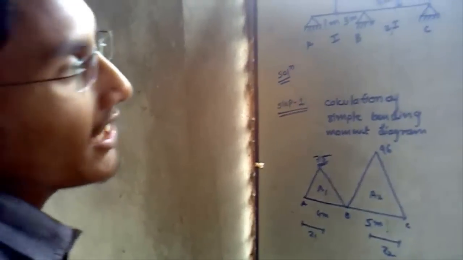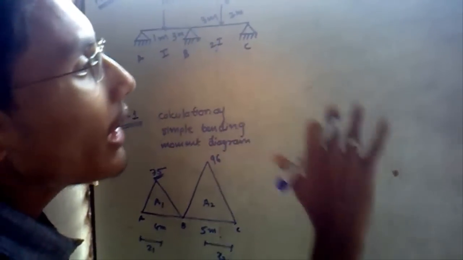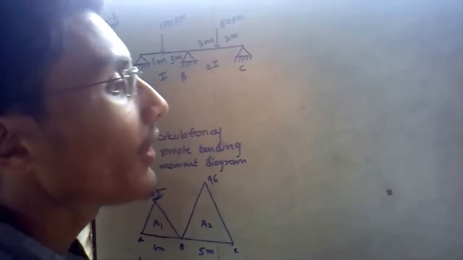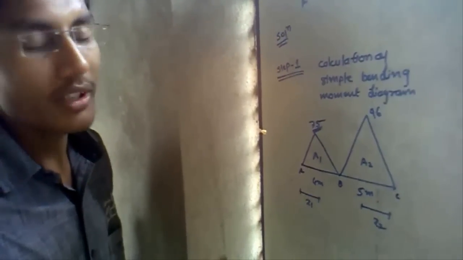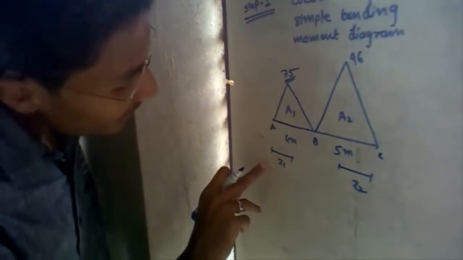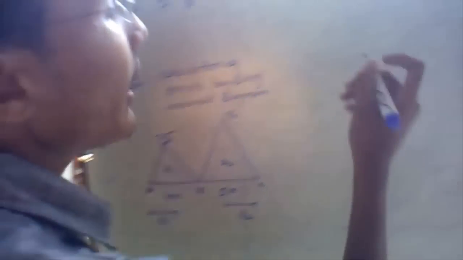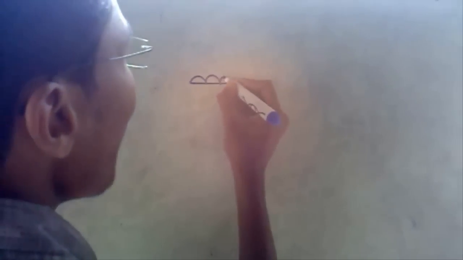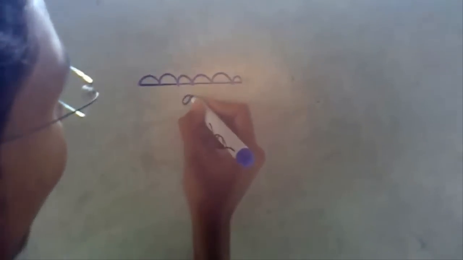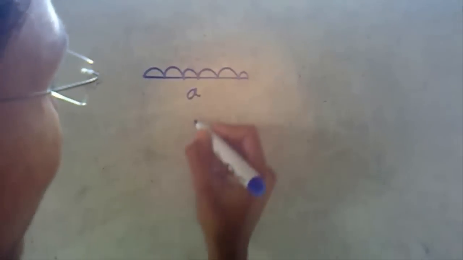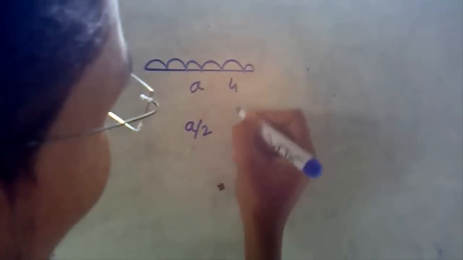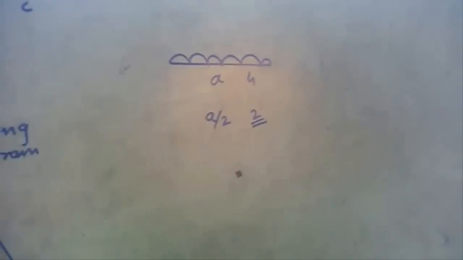Now here we have to calculate x1 and x2. It is a very important thing, how to calculate x1. Sometimes students take x1 and x2 as different characters, and sometimes x1 is taken from this side and x2 from this side. It is the wrong procedure. The x is only half of the length. Suppose here the length is a, so x for only a UDL is a by 2. Suppose it is 4, so x is taken as 2. This is only applicable for a UDL.